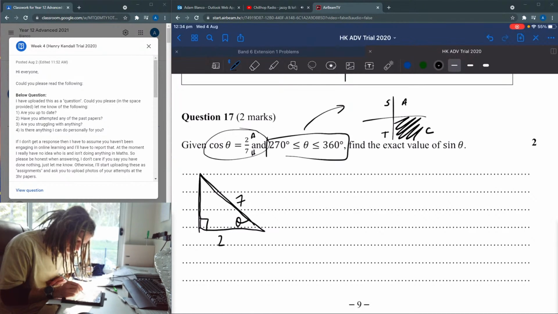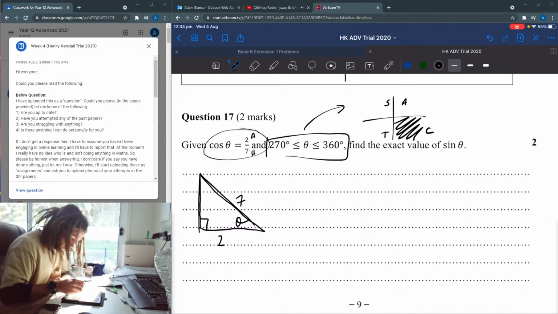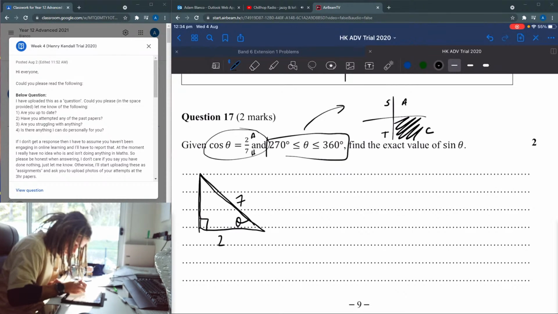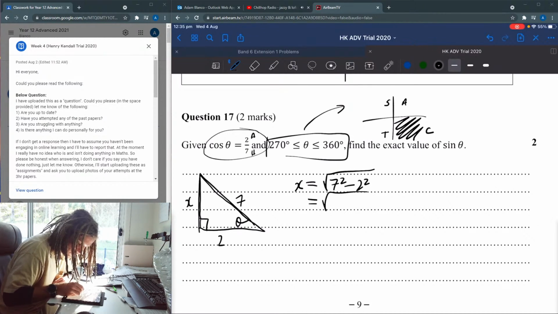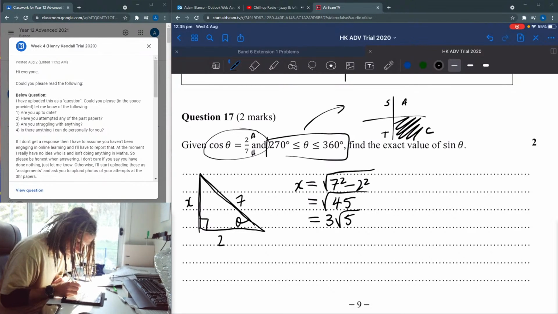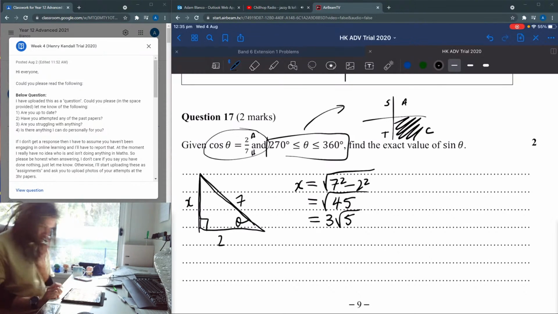Find the exact value of sine theta. Let's call the missing side x. X is equal to the square root of 7 squared minus 2 squared, which is the square root of 49 minus 4, which is 45. Can I write that nicer? Yep, I can take out a 3: 3 root 5, since 9 times 5. That's as far as I can go.